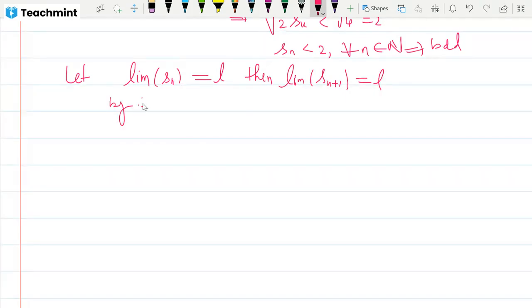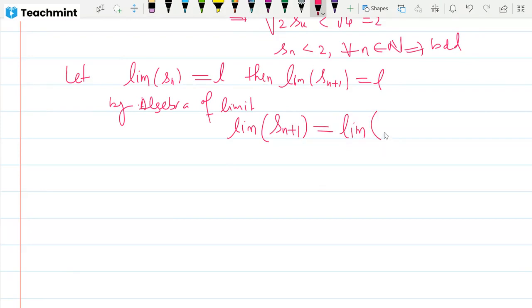So by algebra of limits, let me write what should happen. Limit of S(n+1) is the same as limit of root of 2Sn, right? S(n+1) equals 2 times root Sn is what was given. So limit of S(n+1), we assumed, becomes L. Therefore this limit becomes root 2L.